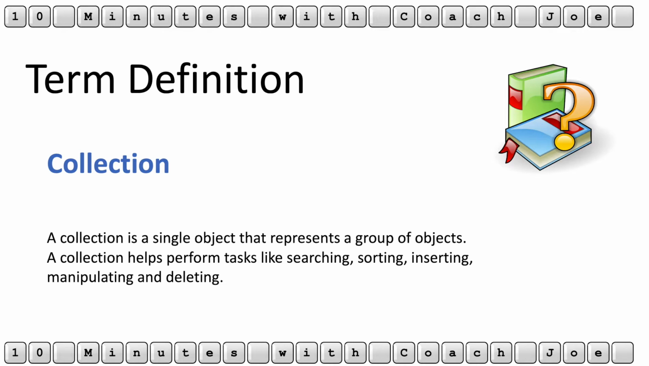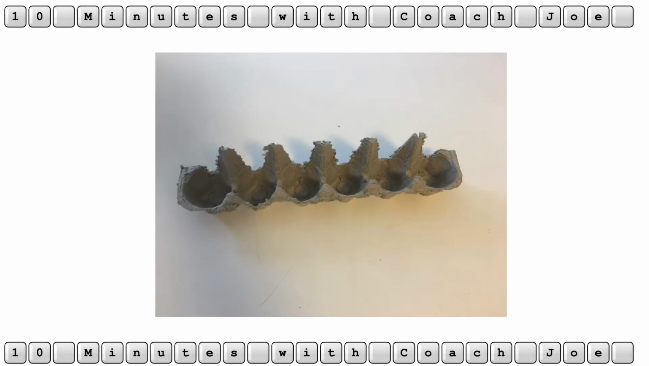Let me give you a visual example that might help explain how an array works. Here is an empty egg carton. There are 6 spaces available. The egg carton represents a single array variable that holds a collection of eggs. Each open space represents one element.